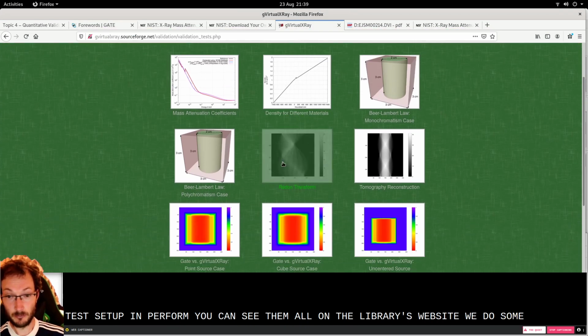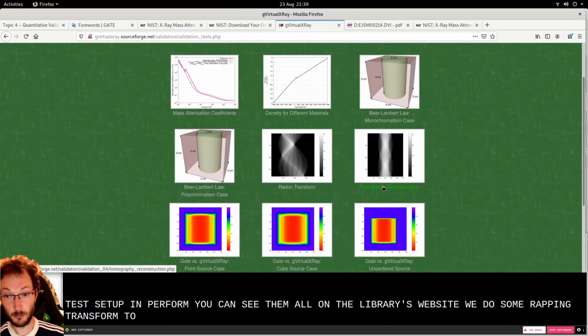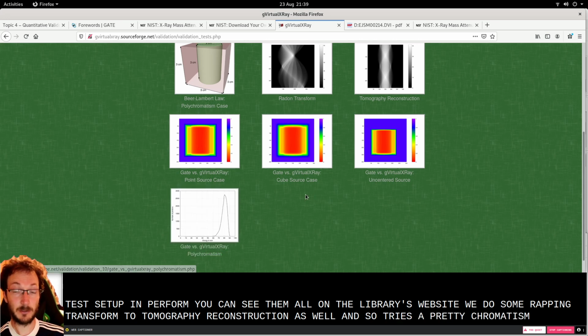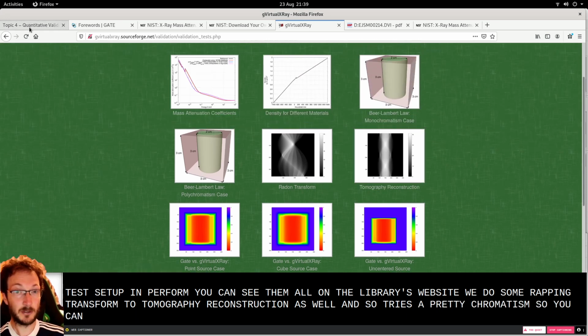We do some Radon transform, so some tomography reconstruction as well. And then we also try the polychromatism. You can go through these in your own time.